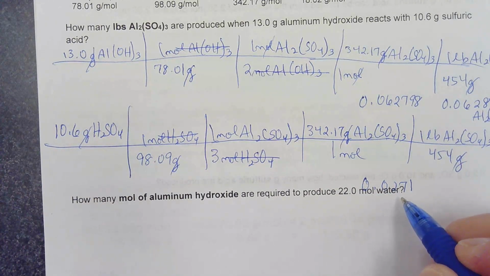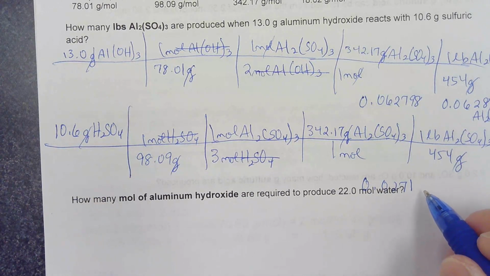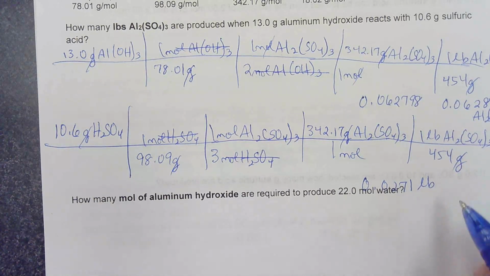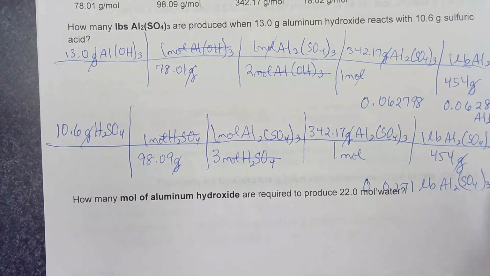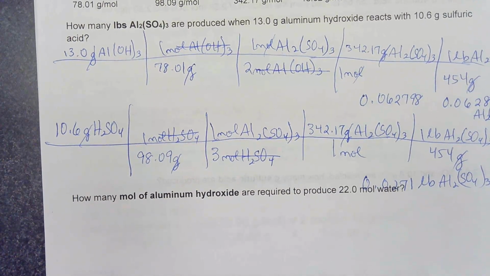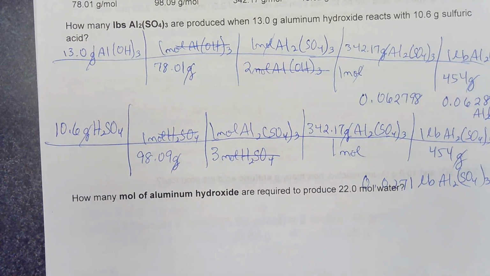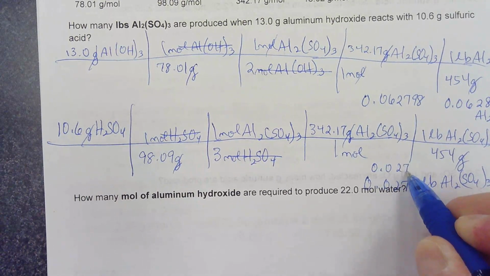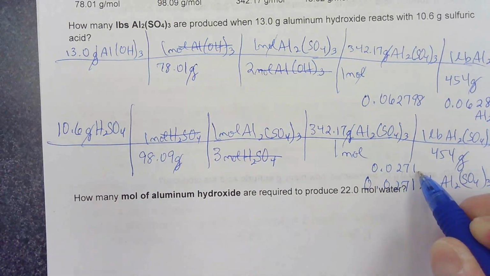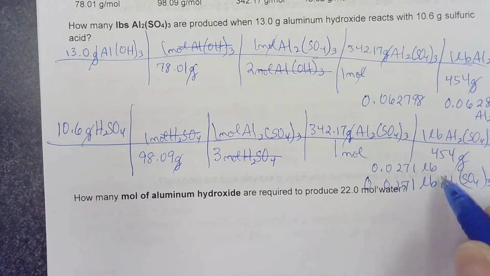This is 0.0271 pounds Al2(SO4)3. Do you get those two numbers? Everybody get those or not? Sorry, I wrote that. Let me rewrite it. 0.0271 pounds.